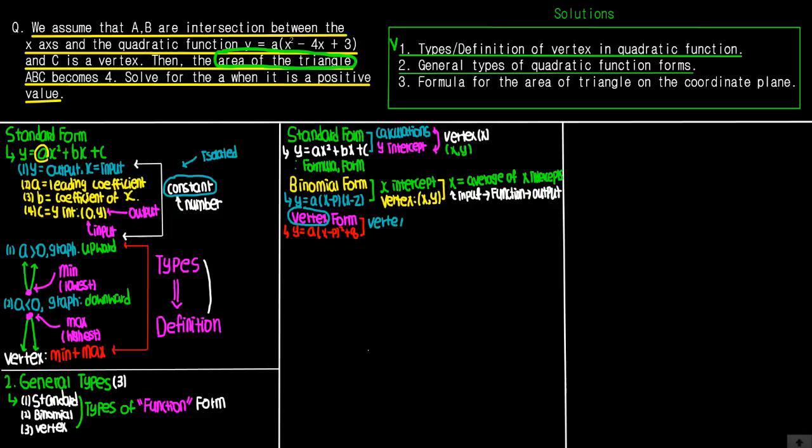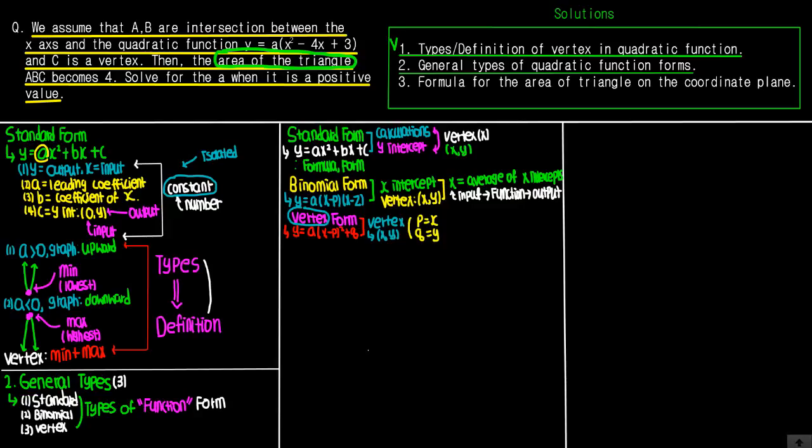The reason is that we know the vertex is formed by x, y. And in that vertex, the p here will be the x coordinate of our vertex. And the q here, which is a constant value in our vertex form, will be the y coordinate of our vertex. So that's why vertex form is optimized for solving for a vertex, with its constants p and q.